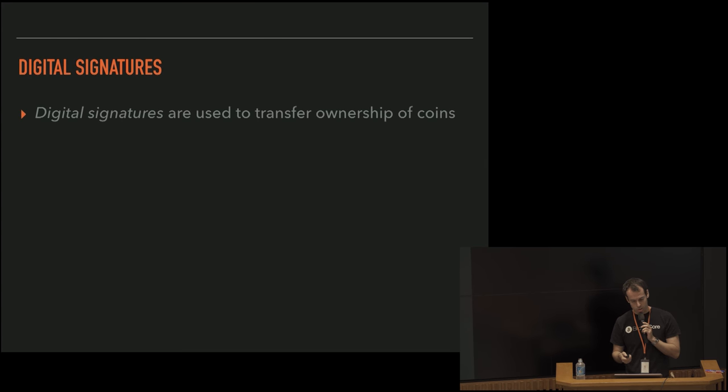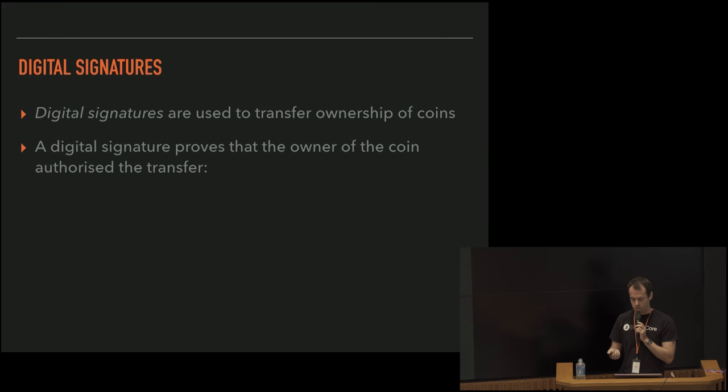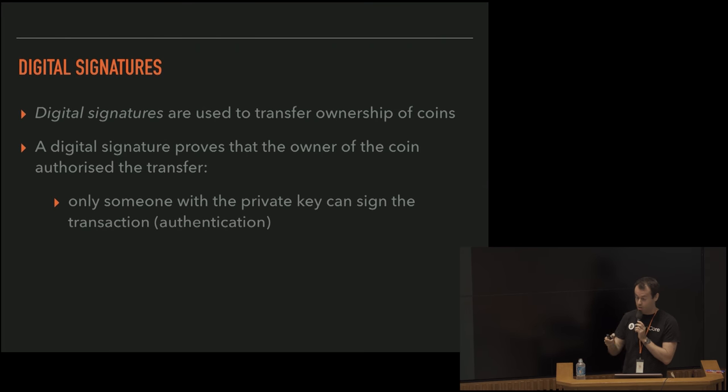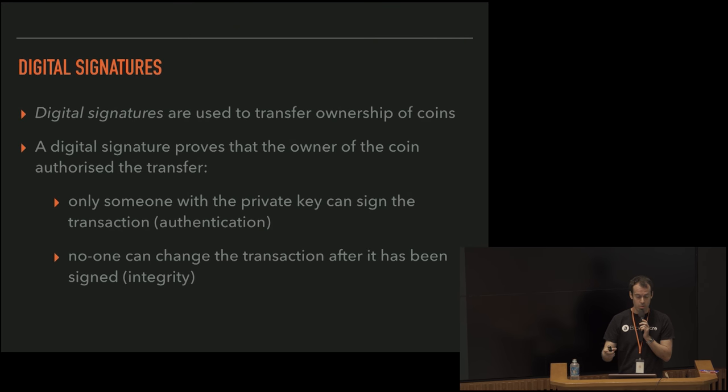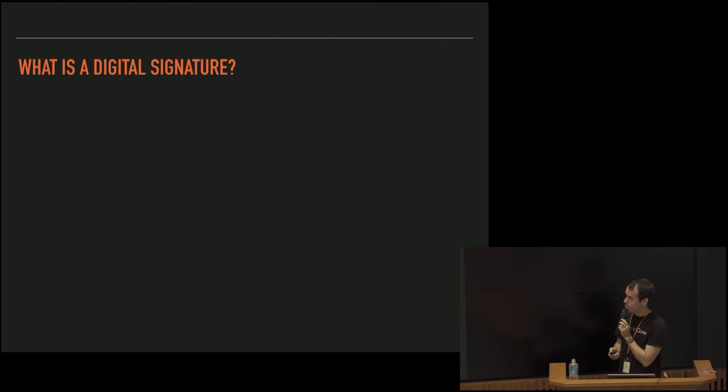So what is a digital signature? Well, they're used to transfer the ownership of coins, and it proves that the owner of the coin, the person who owns the coin, authorized the transfer. Only someone with the private key can create a transaction. We call that authentication. And once that person has signed with the private key, no one else can change the transaction after it's been signed, and that's called integrity.